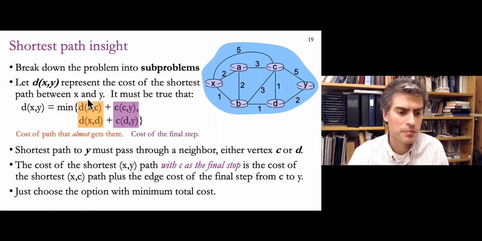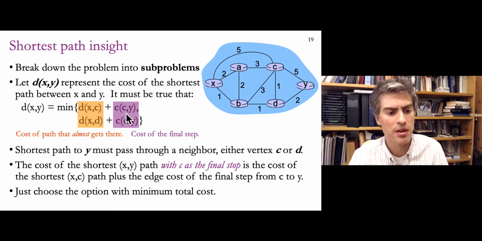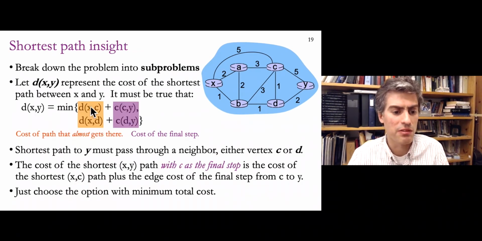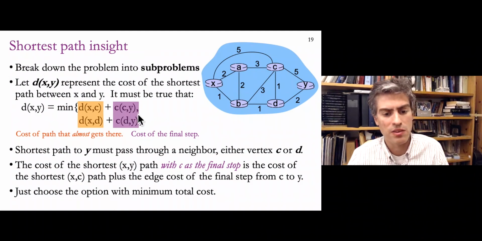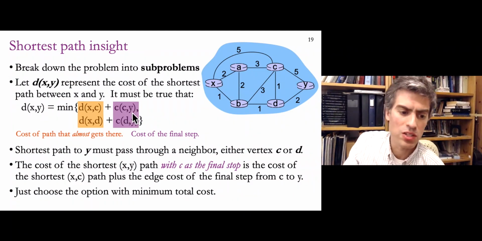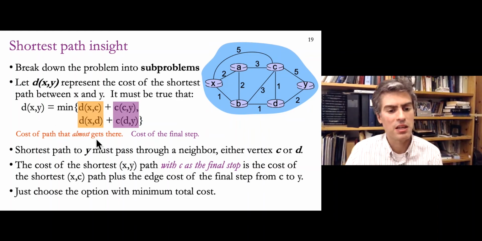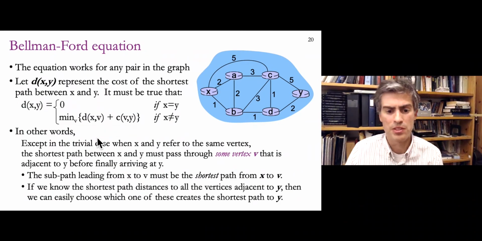Okay. So this sum I have here is the sum of the path that almost gets there plus the cost of the final step. And I'm going to consider every possible way of almost getting there, which is to say every neighbor, the cost of that final step from the neighbor to the destination plus the cost of what it took to get to that neighbor. Okay, and that'll give me a recursive form of the problem, which I can then solve in a couple different ways efficiently.